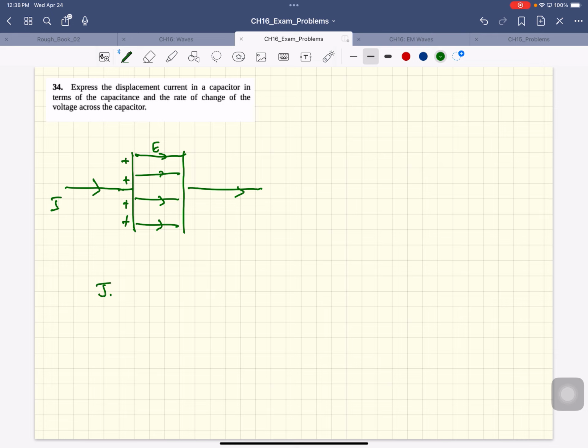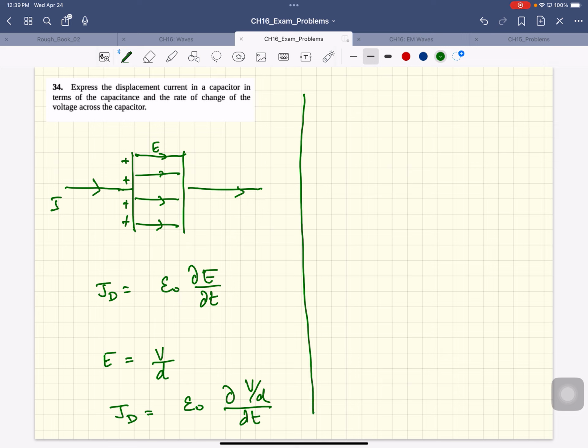The displacement current density is given by epsilon naught del E by del t. The electric field in the capacitor is voltage divided by d, where d is the distance between the plates. So we're going to substitute that. So J_D is epsilon naught over d times del V by del t.